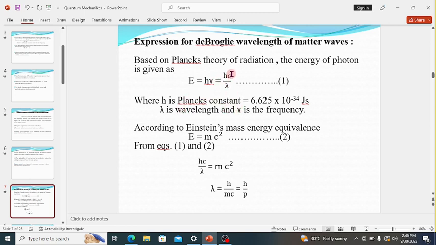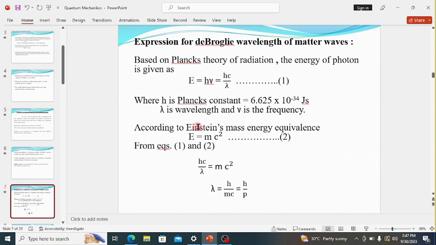Frequency can be written in terms of lambda, so I can write it as hc by lambda. c means the velocity of light, that is 3 into 10 power 8 meters per second. Lambda is the wavelength. This is equation number 1.